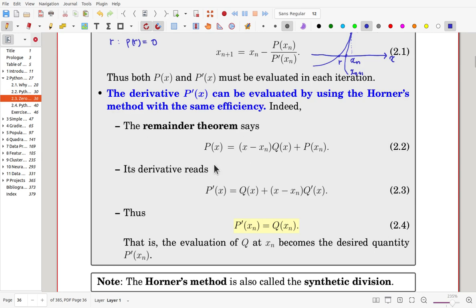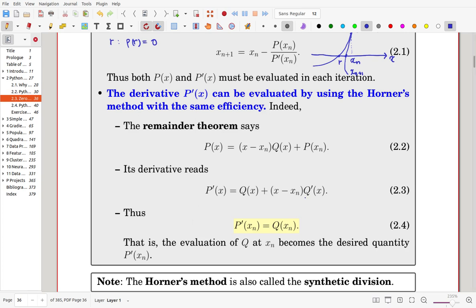The remainder theorem says this: the polynomial p(x) divided by x minus xn gives a quotient q(x) of one degree lower than that of p, plus p(xn), which is a constant. Now if you differentiate this equation, the left-hand side is p prime, and the right-hand side, by the product rule, is q(x) times the derivative of x minus xn, plus q prime(x) times x minus xn, and the constant disappears.